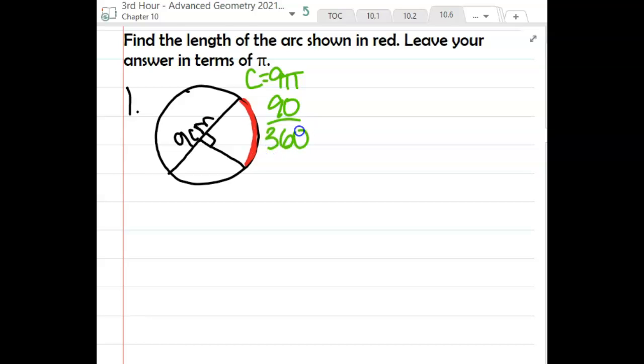360, right? 90 over 360. You're going to multiply that by the entire circumference. And I think the ones on your homework end up being a little bit nicer answers. But for these ones, just in your calculator, we would take 90 over 360 times 9. I'm going to leave it in terms of pi, so don't plug the pi in there. But if you were to multiply all those together, you would get 2.25 pi. And then remember our unit is just going to be centimeters.